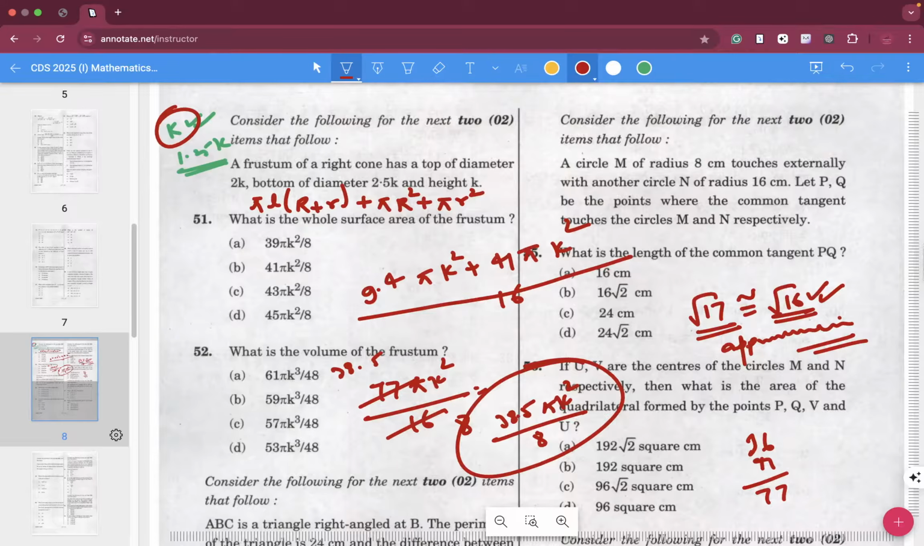So the final answer was supposed to be slightly more than 38.5, isn't it? So obviously, which answer will be the correct option over here? 39 pi k square by 8 is going to be the correct answer. So smartly you have to do the approximation, folks.